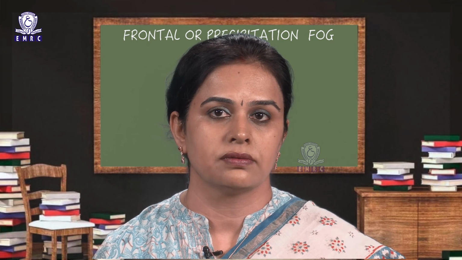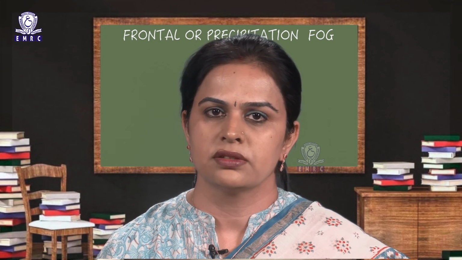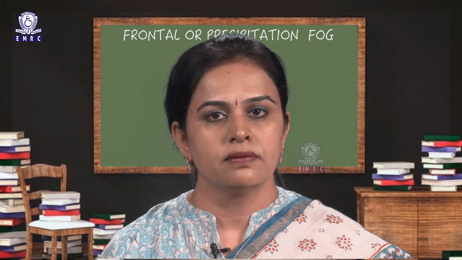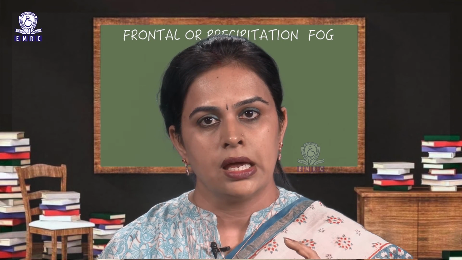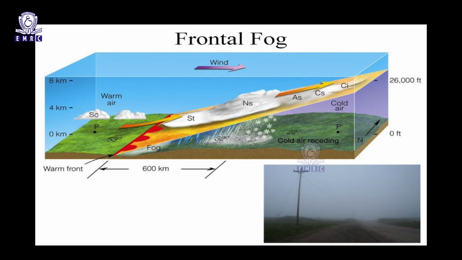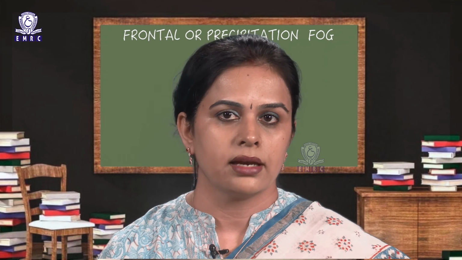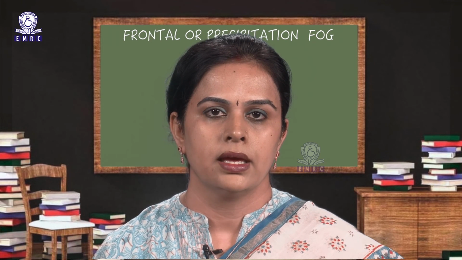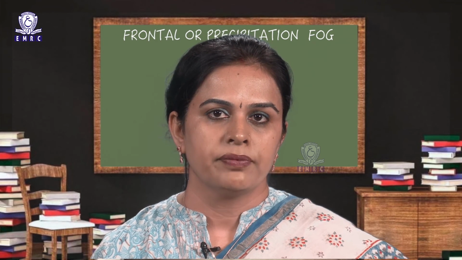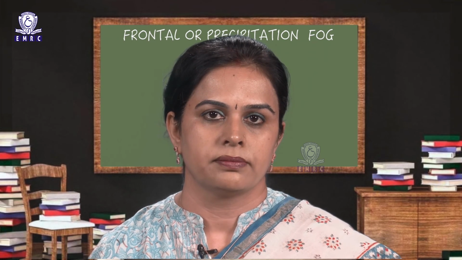Now, after that I will explain what are the frontal or precipitation fog. The precipitation fog is produced due to convergence of warm and cold air masses, where the warm air mass is pushed under the heavier cold air mass. Precipitation in the warm air mass condenses to produce fog at the boundary of two air masses. These are called frontal or precipitation fog. In fog, visibility is less than 1 kilometer.